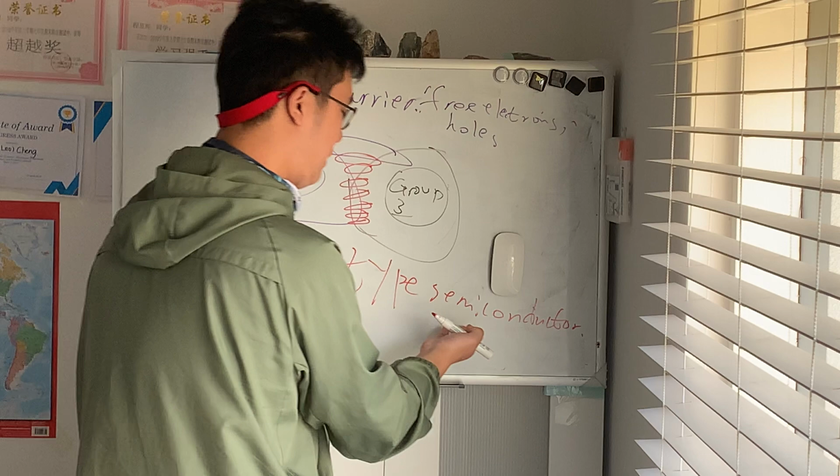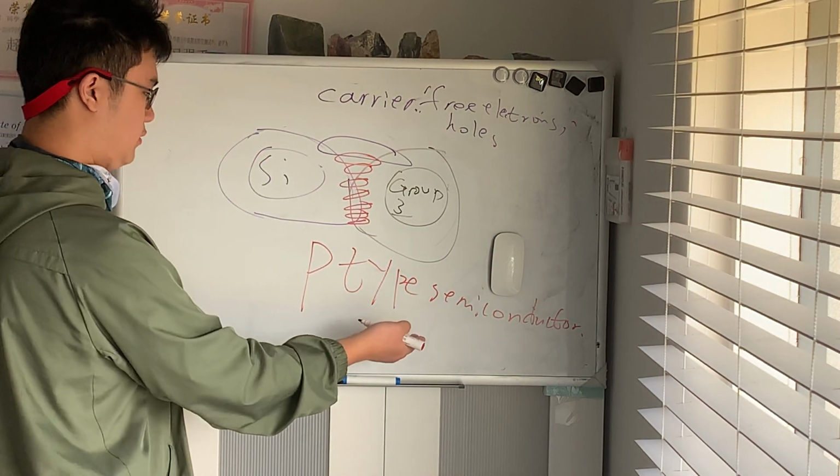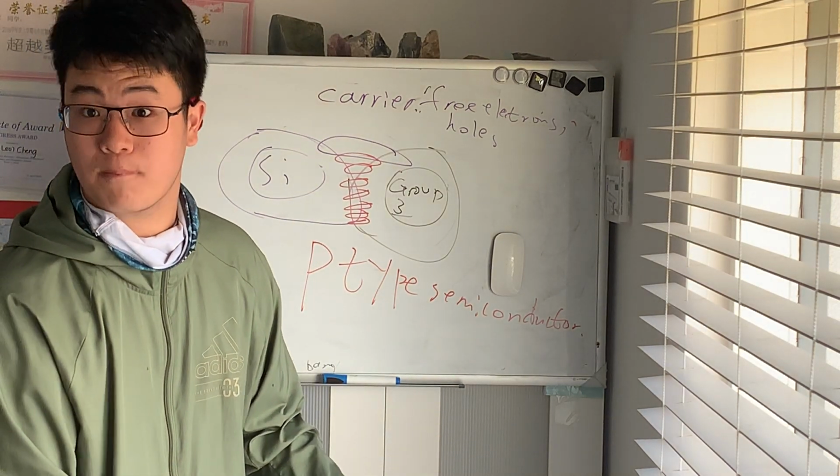When you see blah blah type semiconductor, actually there's only N and P, so chill. It's not just semiconductor itself, it's a compound. It's a compound. This is very important, guys.